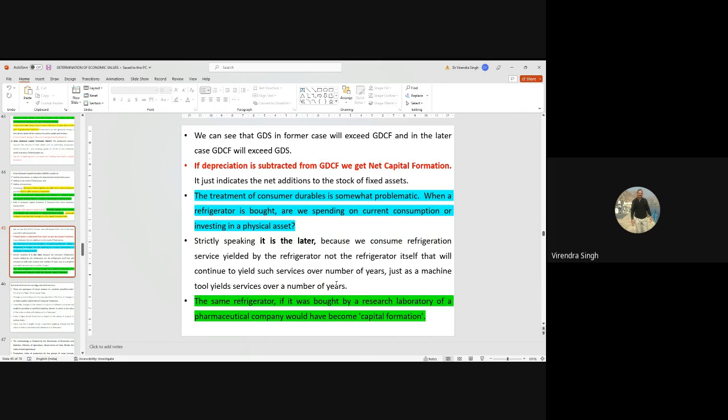If depreciation is subtracted from gross domestic capital formation, we get net capital formation. If we take into account the depreciation taking place in a year while estimating gross domestic capital formation, we will get net capital formation in the country. So it indicates the net addition to the stock of fixed assets in the country.